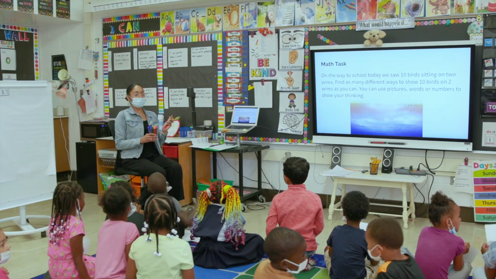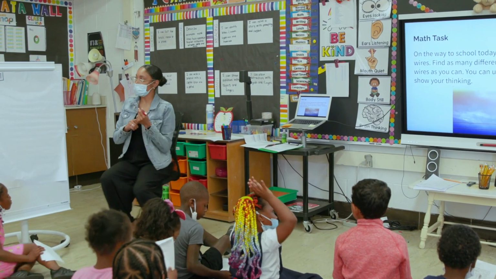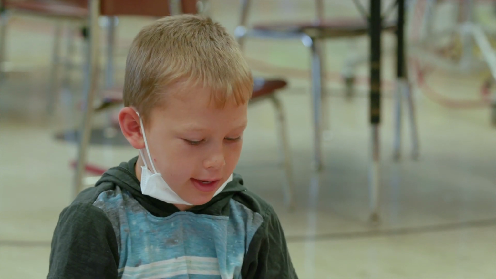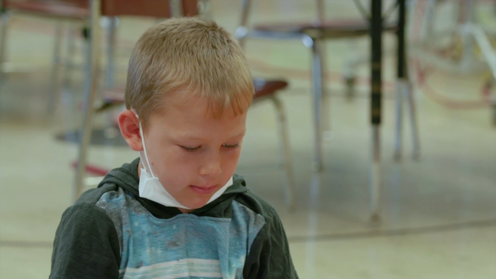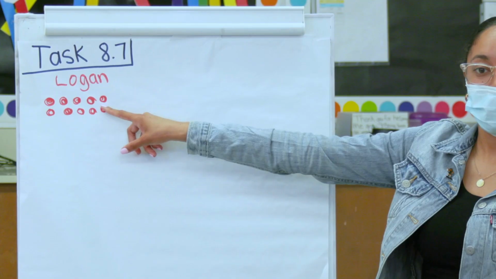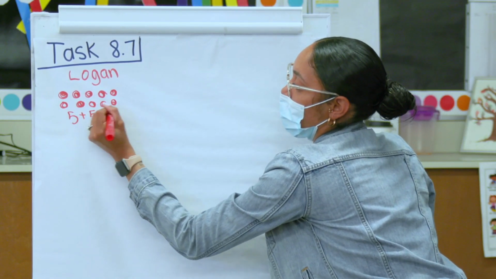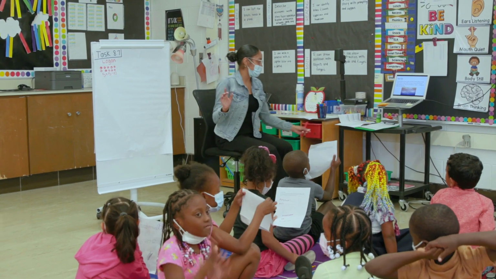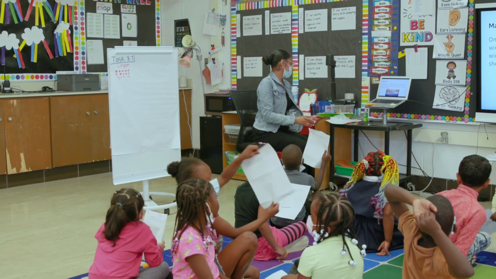Let's start off with Logan. Tell me one of the ways you put the birds on the wire. Tell me one way. Put 5 with 5. 5 and 5, so you put 5 on the top and 5 on the bottom. So like this, you said 5 plus 5 equals 10. Good. Okay, that's one way. Did anybody get that way? Yeah, lots of people did.